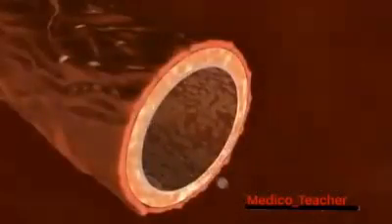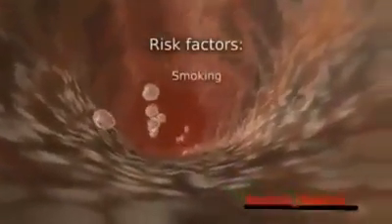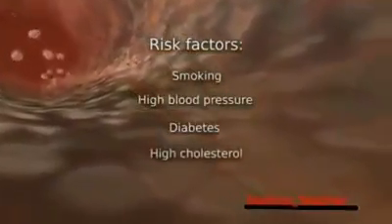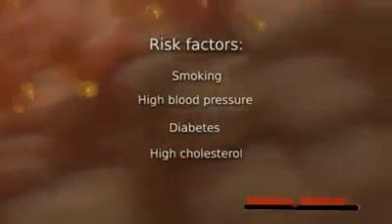The exact cause of atherosclerosis is not known, but several factors, including smoking, high blood pressure, diabetes, and high cholesterol, are known to damage the smooth lining of the artery and contribute to atherosclerosis. Once this layer is damaged, the bad cholesterol, LDL-C, can get into the wall of the artery.